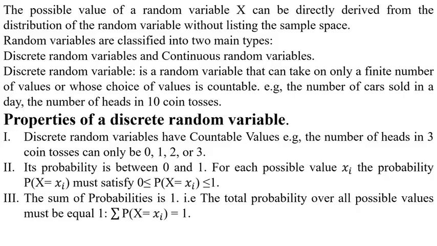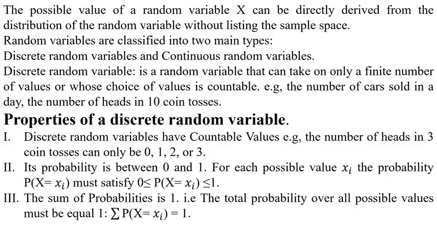2. Its probability is between 0 and 1. The probability of a discrete random variable is always between 0 and 1. That is, for each possible value xi, the probability P(X = xi) must satisfy 0 ≤ P(X = xi) ≤ 1. That is, its probability is always between 0 and 1.